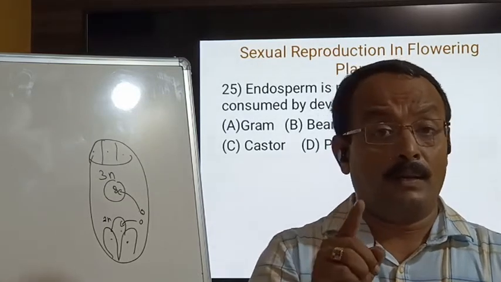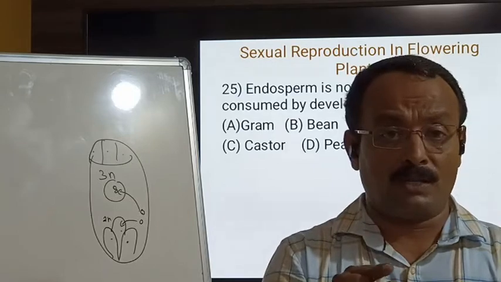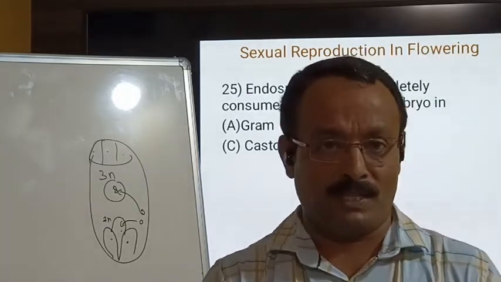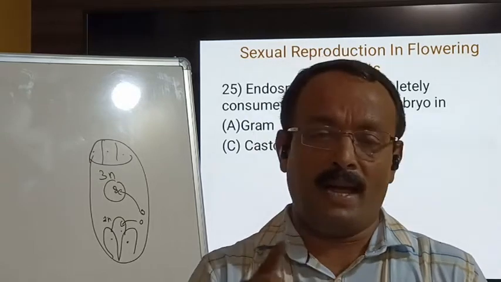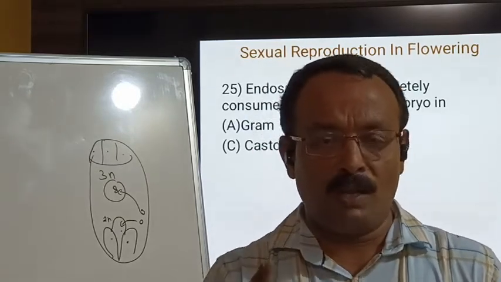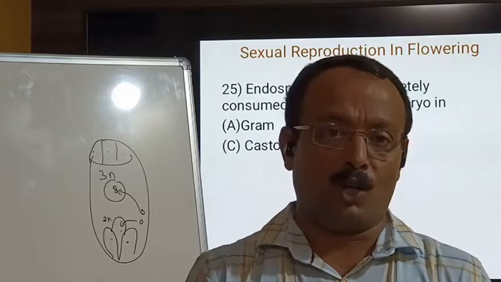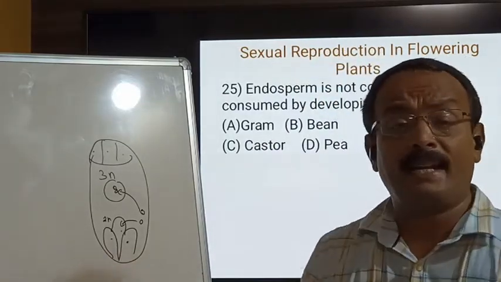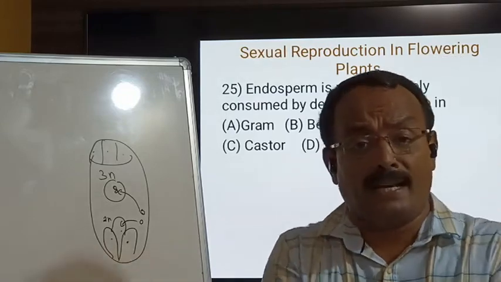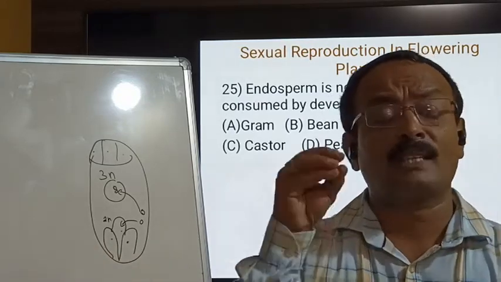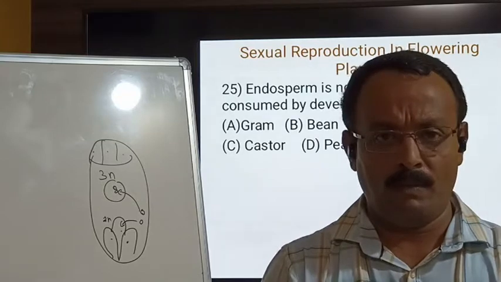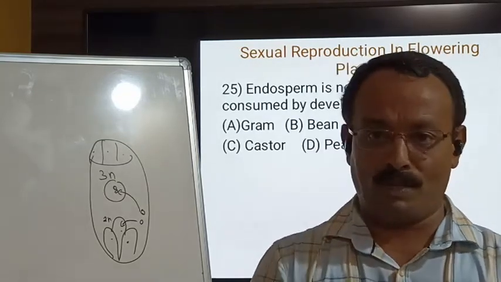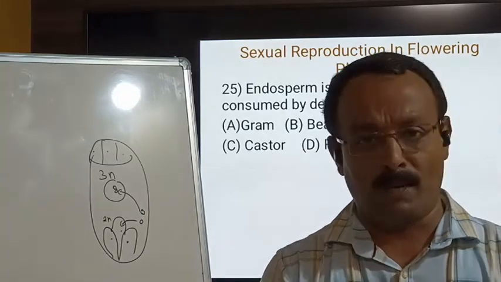But among monocots, orchid seeds are non-endospermous seeds. There's one example among monocots which does not have endosperm, orchids. But in dicots, the developing embryo has consumed the entire endosperm, so the seeds do not contain endosperm. Such seeds are called non-endospermous seeds or non-albuminous seeds.